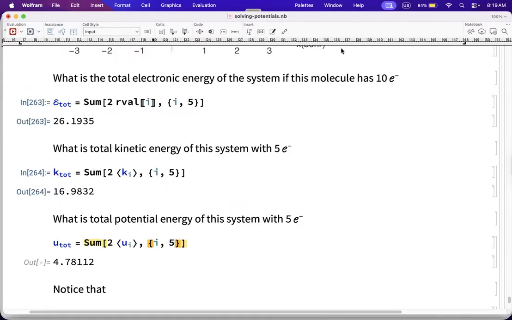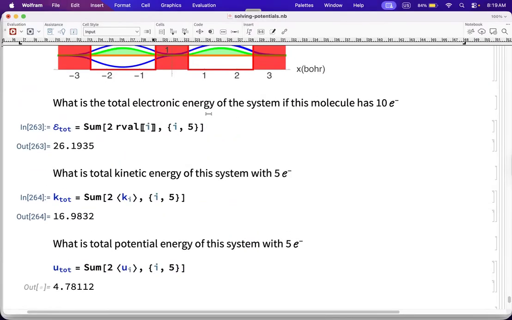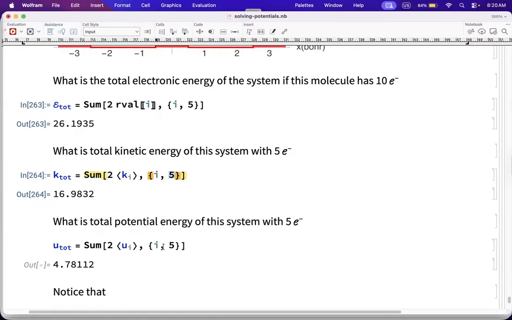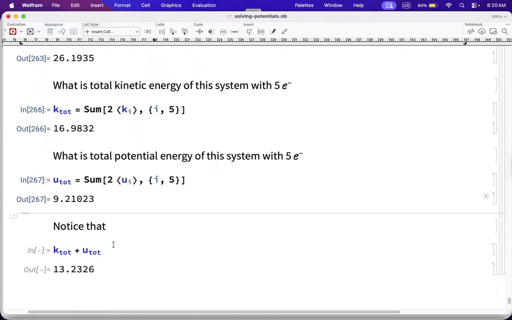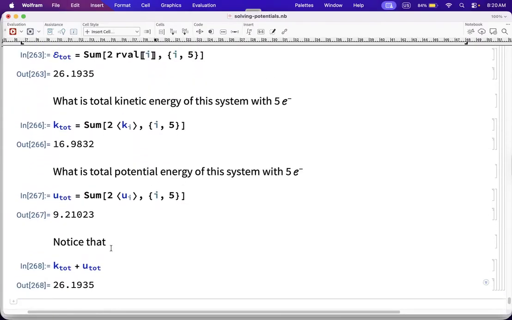What is it? Okay, so the total electronic energy will be just to add the eigenvalues of the energy levels, multiplied by 2 because there are 2 electrons in each energy level, till 5, 10 electrons. The kinetic energy exactly the same, we go i from 1 to 5, and the potential energy will be 1 to 5, right? So we have this value, and this is the potential energy. If we add both values, look what happened with the total energy, exactly the same. See?